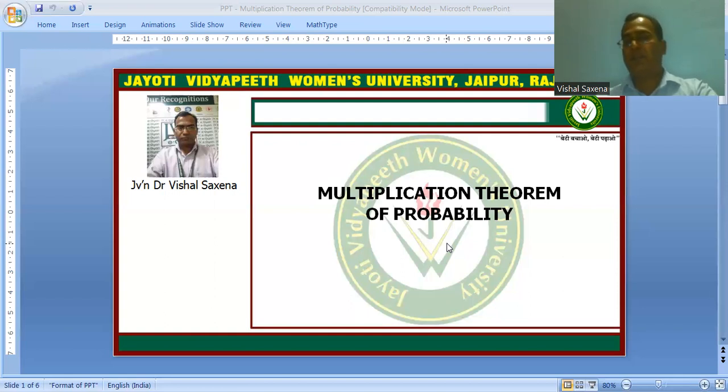As we all know, this is a very important part of the chapter, the subject of probability and probability theory. This theorem is very useful to solve various numerical problems. The multiplication theorem of probability gives the concept of conditional probability, and it includes the part of conditional probability. In today's lecture, we are going to discuss this theorem with some numericals, and for this we are taking some slides to explain it more.